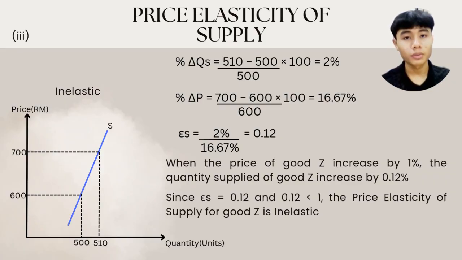only increases by 0.12%. Since the price elasticity of supply for good Z is lower than 1, this means that it is inelastic. This is shown as the percentage change in price leads to a smaller percentage change in quantity supplied.